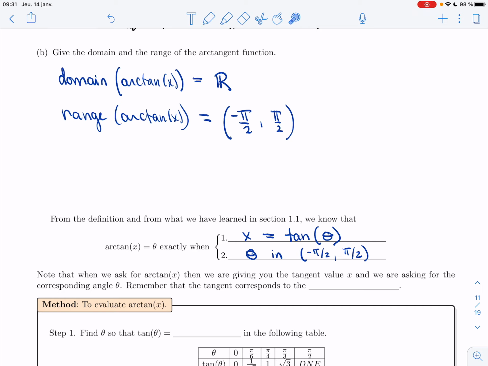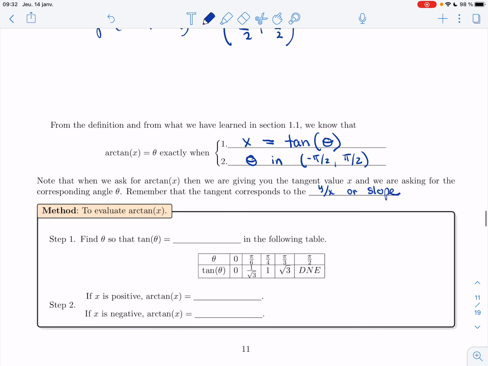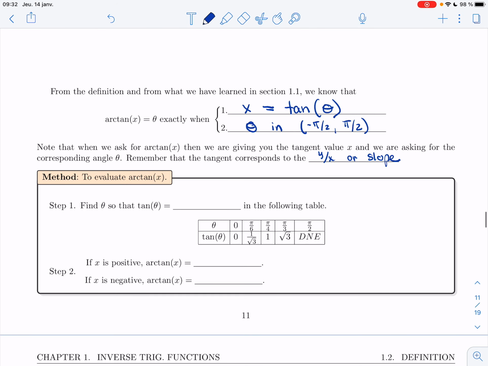All right, so note that when we ask you for arctan of x, then we're giving you the tangent value, that's x, and we're asking you for the corresponding angle. Remember that a tangent corresponds to y over x, and so really it's the slope. All right, slope 0 means flat line, slope 1 means 45 degrees. That's the type of slope I mean.